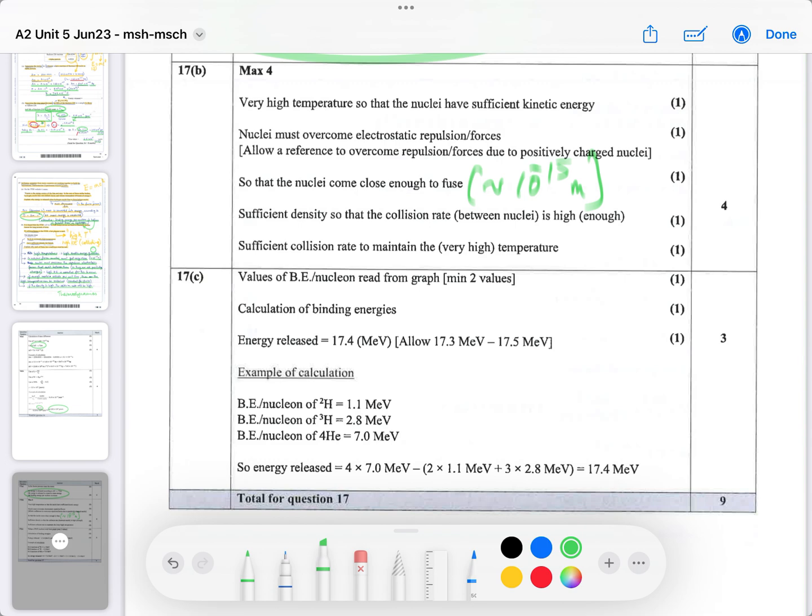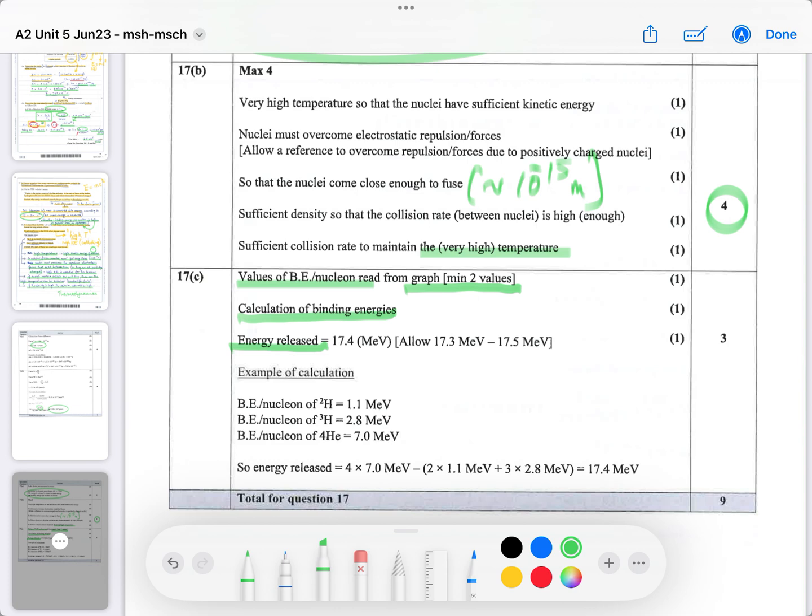Sufficient density so the collision rate remains high, and sufficient collision rates maintains a high temperature. So those are the 4 marks, and they're giving you 5 ways of getting the 4 marks. Okay, and now we're going to go into binding energy per nucleon in part C. Yeah, so they're going to give us a binding energy per nucleon graph. We're going to calculate binding energies. Yeah, again, energy is going to be released, and the energy released is due to the going up the curve towards the more stable elements.